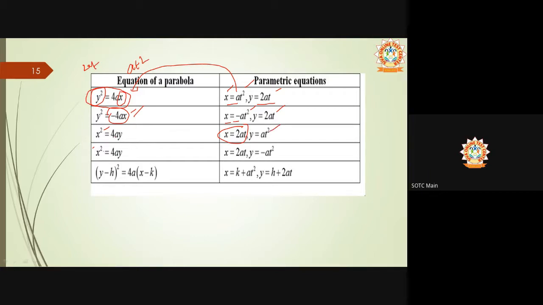Here it is x square is equal to minus 4ay, this one. So here this minus is there, that's why we put y as minus t, it is square. It is not that much important, no need to worry. So just you need to see how it looks like.